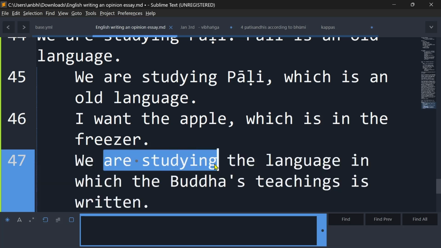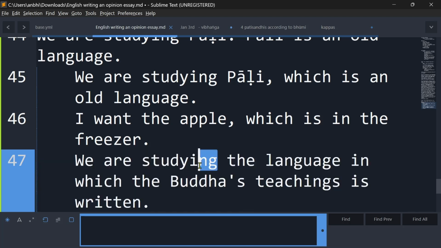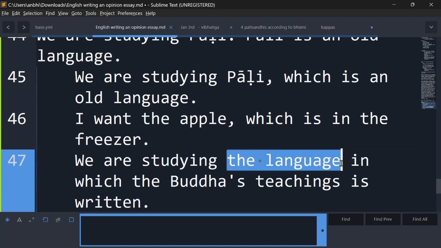We, the subject, right? Our studying is what? Present continuous, right? You have "are" as a verb, but here it's a helping verb, right? Yes, it helps give the sense of the continuous, with the "ing," you see, we are studying. Okay. Subject is we. We are studying what? We are studying the language.